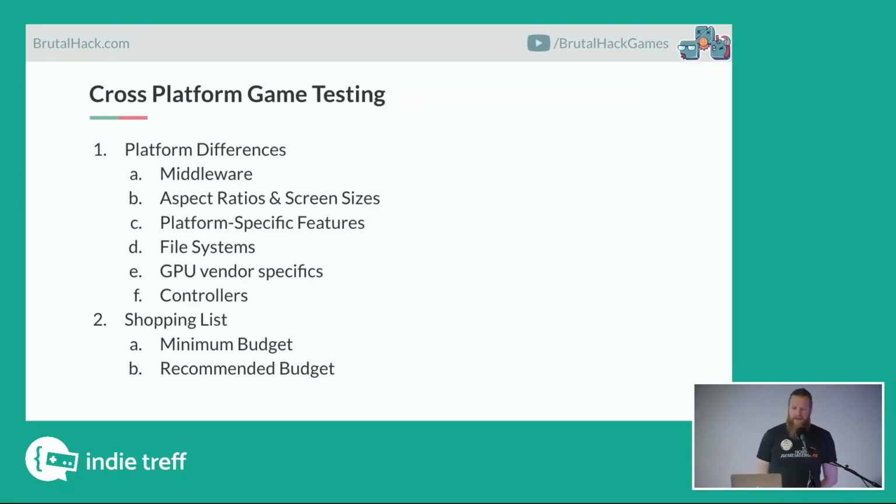So, first thing we'll be talking about are the platform differences. Like, what are we looking at? What do we have to pay attention to when we're making our shopping list? And last but not least, we'll have 2 shopping lists. One is a minimum budget shopping list. We'll try to go as cheap as possible while still having like a 95% range of hardware that we have to test. And that'll come in different varieties, like for desktop, mobile, consoles. And then one with a recommended budget that's a bit more expensive, but will get you a much better coverage.